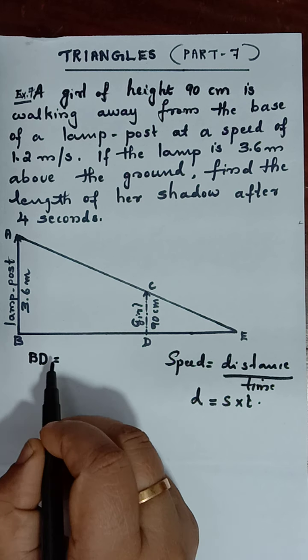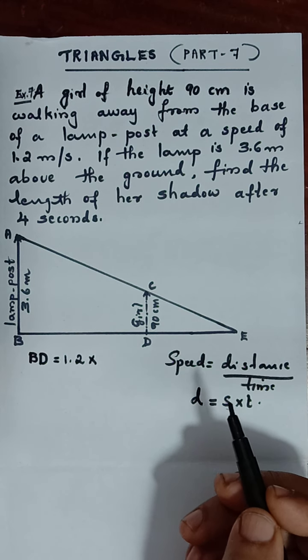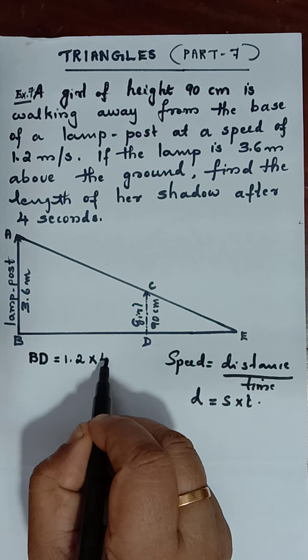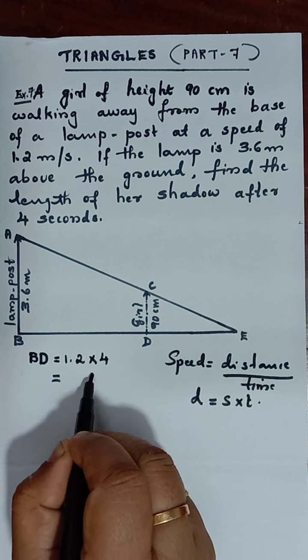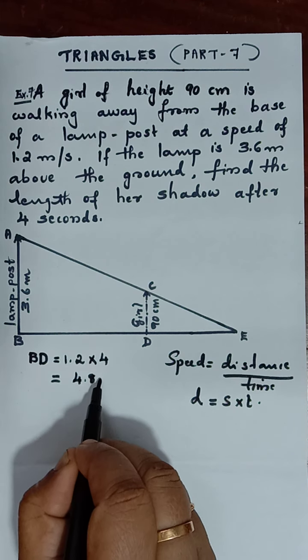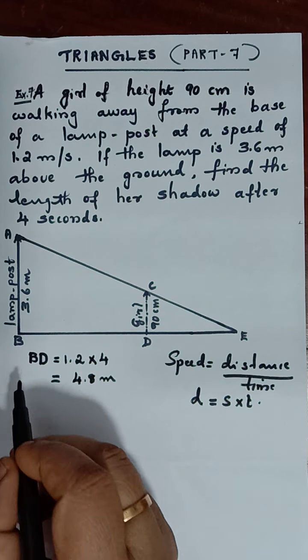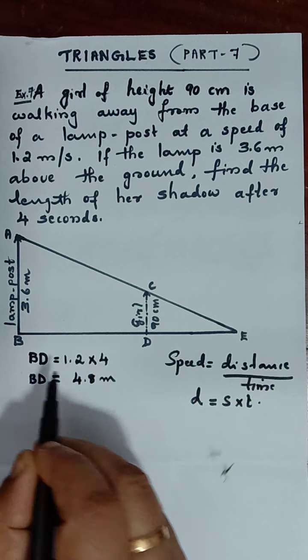Speed is 1.2 meter per second, into time given is 4 seconds. So let us multiply. We get it as 4.8 meters. Okay, 4.8 meters is our BD. So one value we got.